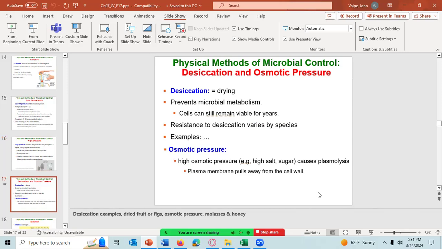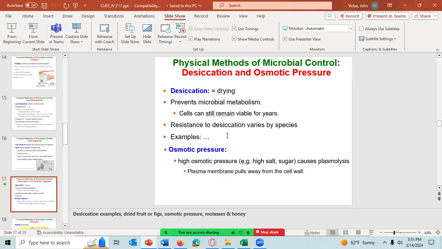Desiccation and osmotic pressure have been used by humans for probably millennia, if not longer, to control microbial growth. Even though people didn't know they were controlling microbes this way, this is how they were able to get certain foods to be preserved by desiccation and osmotic pressure. Desiccation is drying something, like you can dry fruit or vegetables, dry it out, and then they will be preserved.